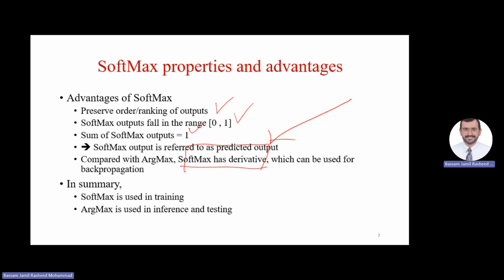That's why we left Argmax, which gives me 0, 0, 0, 1, well, the largest. That's why we left it in training. So in summary, we use softmax in training and we use Argmax in inference and testing. When I finish the training and I deploy the machine for classification, I use Argmax because it is easier and faster, but it is bad for training because of the derivative problem.